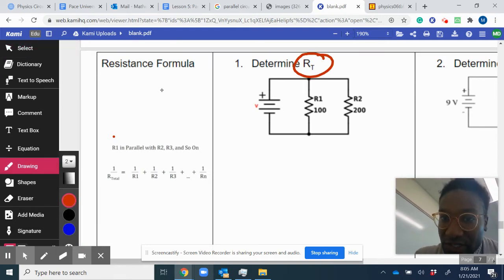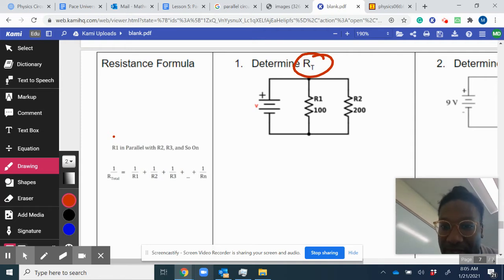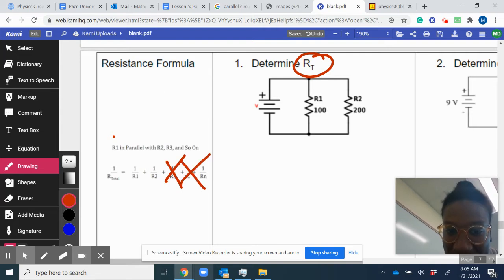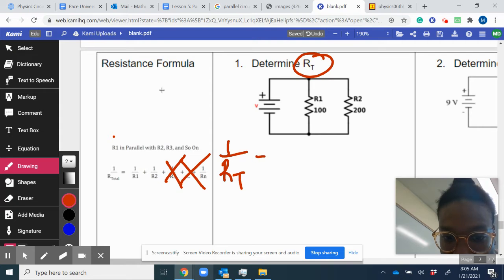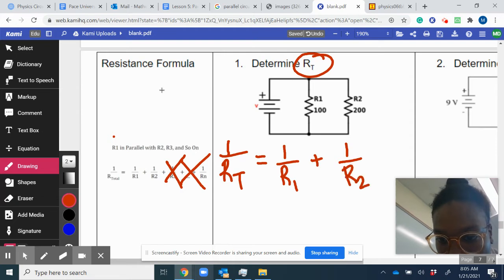I'm going to determine our total for this circuit. Now, this circuit has two resistors, so I won't need this, I won't need that. My formula looks like this. Okay, so that's what our formula looks like. We don't need R2, we don't need R3, we don't need R4, and so on, because there's only two resistors.